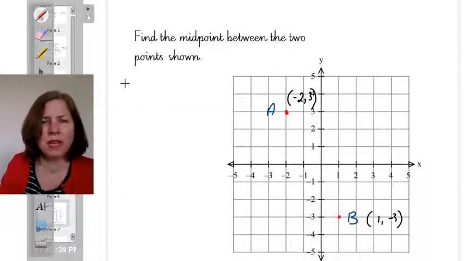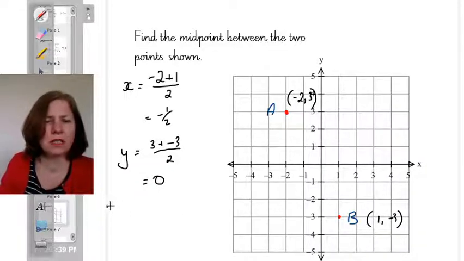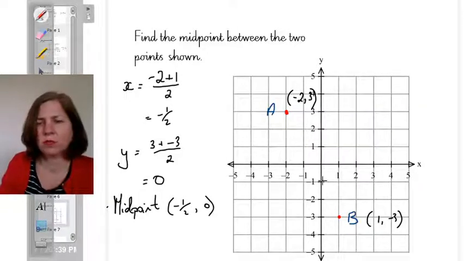So to find the midpoint, the x value of the midpoint is going to be -2 plus 1, over 2, which is -1/2. The y value is going to be 3 plus -3, over 2, which is going to give me 0. So the midpoint is going to be at -1/2, 0, which happens just there, and that looks about right. Oops, sorry, just there. Yes, that looks right. The other one didn't look quite right. -1/2, 0.